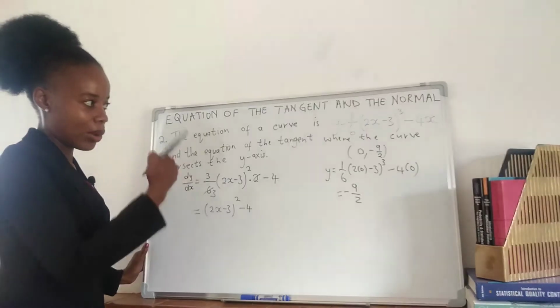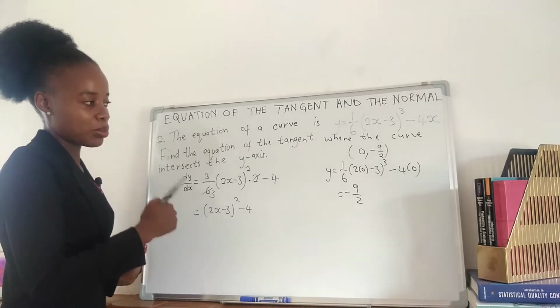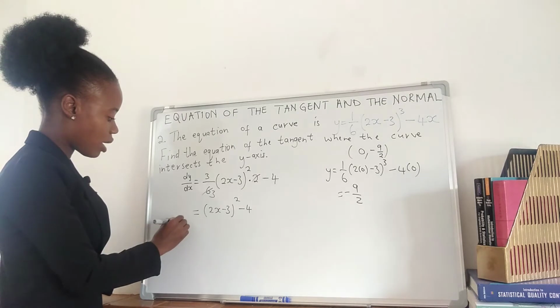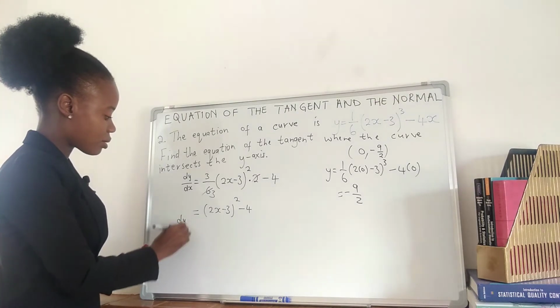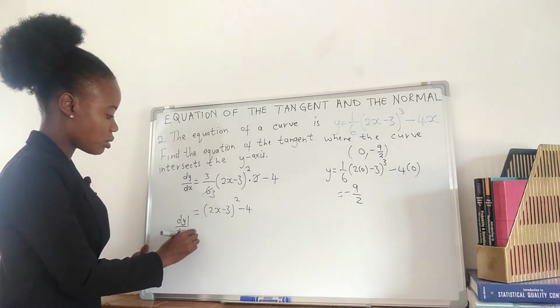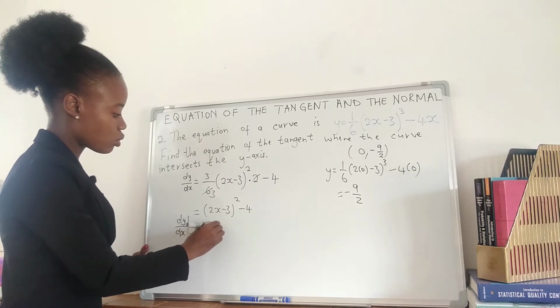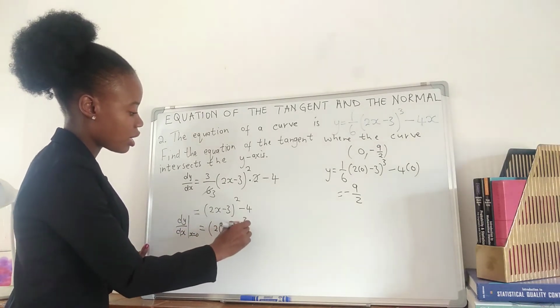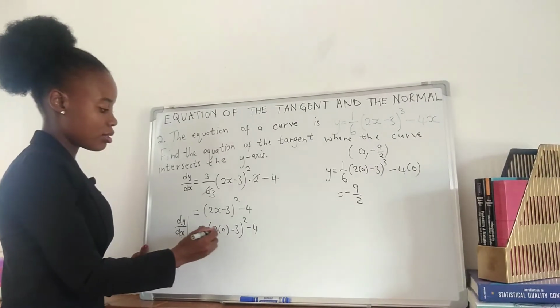And we're supposed to find where x is 0. dy over dx, when x equals 0, we're going to have 2 (0 minus 3) squared minus 4. This is going to be 0.